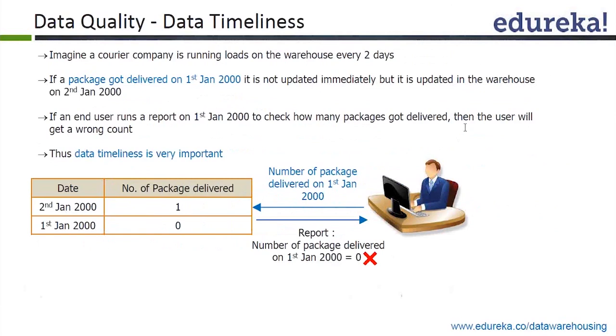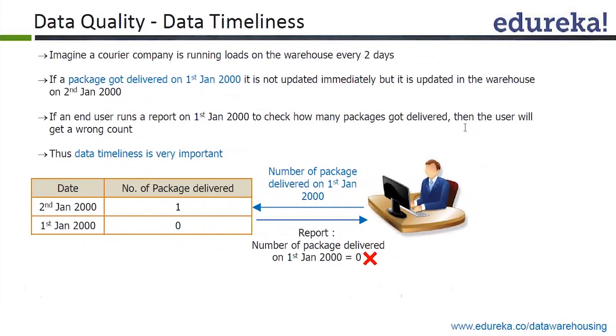So in a data warehouse, your data is always loaded on a time period basis, like monthly or daily or hourly or whatever the case, but for that time your data should be accurate. So in this example, if a package got delivered on 1st of Jan 2000, in this case maybe they are looking at an ODS, operational data source, maybe not a data warehouse, because it's doing some transactional reporting. So if a package got delivered on 1st of Jan 2000, it is not updated immediately, but updated in the warehouse on 2nd of Jan 2000.